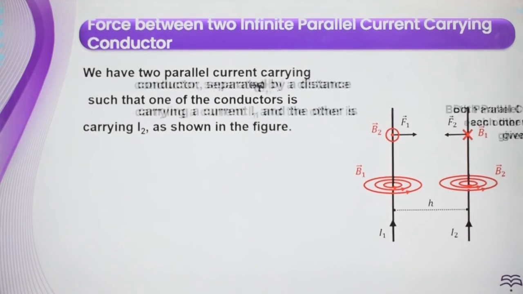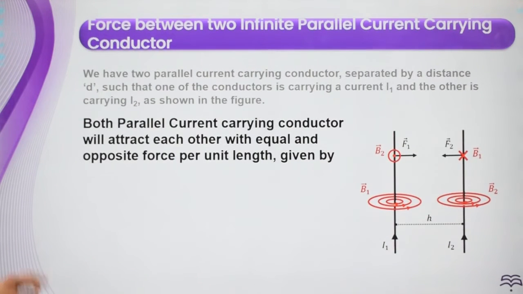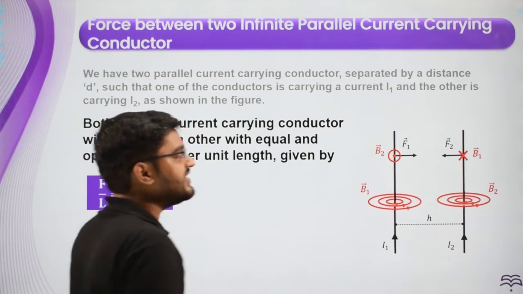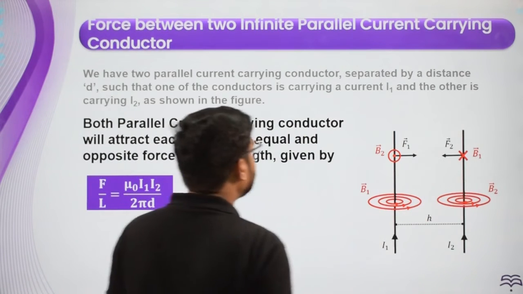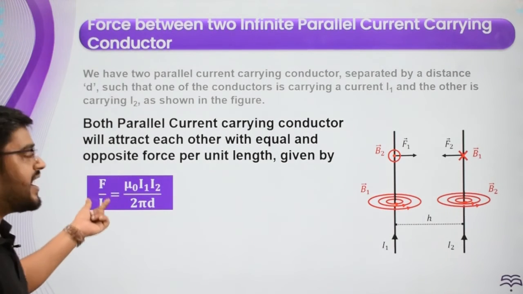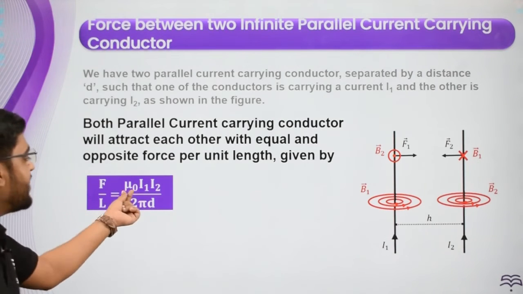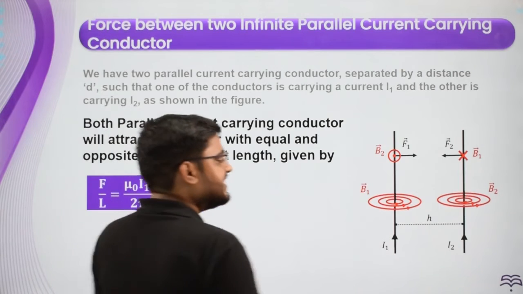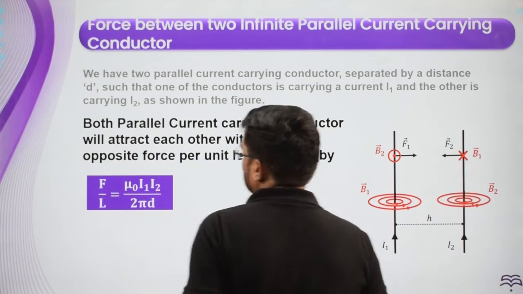So we will be saying that both parallel current carrying conductors will attract each other. As you have seen in the figure, they were attracting each other with equal and opposite forces, right? Which are given by force per unit length, which is given by mu naught I1 I2 by 2 pi d. I used r, but what is d? D is the distance between those two wires.